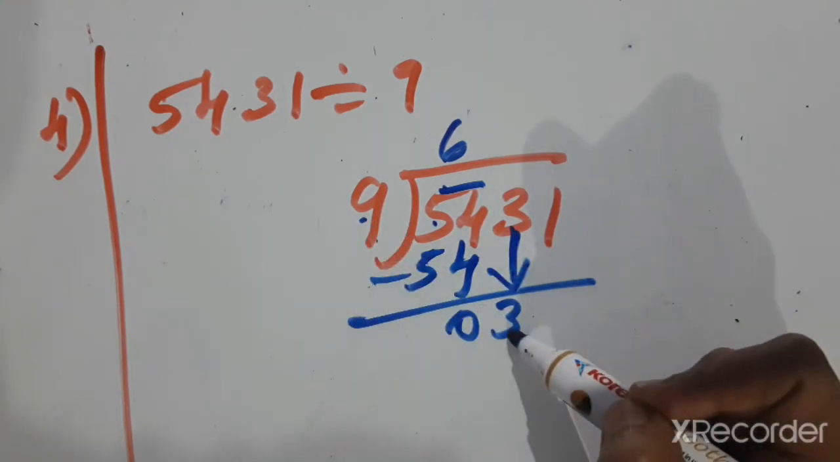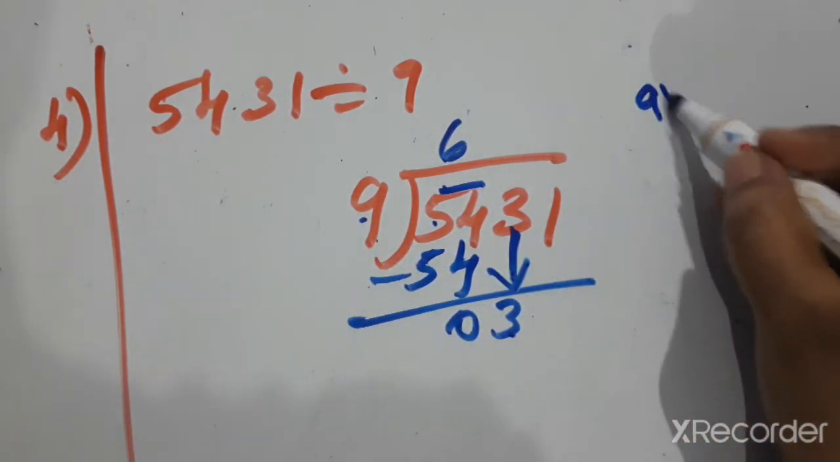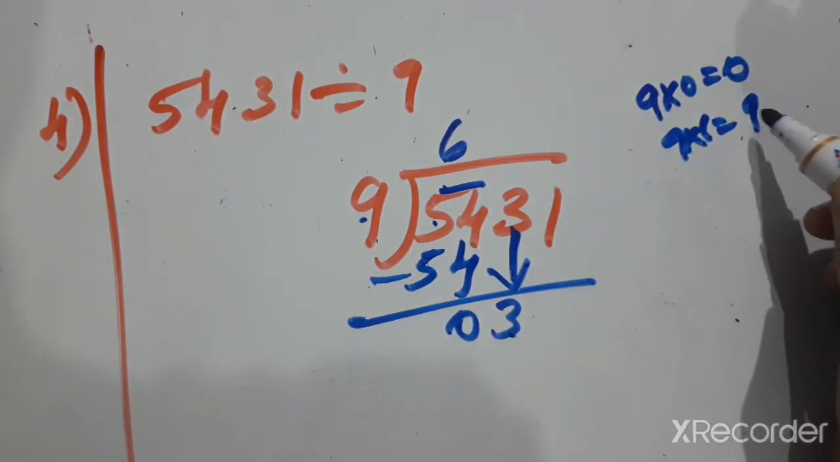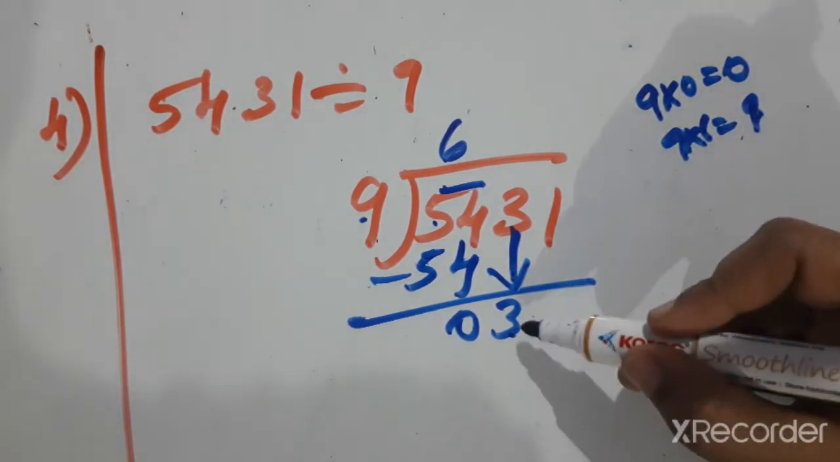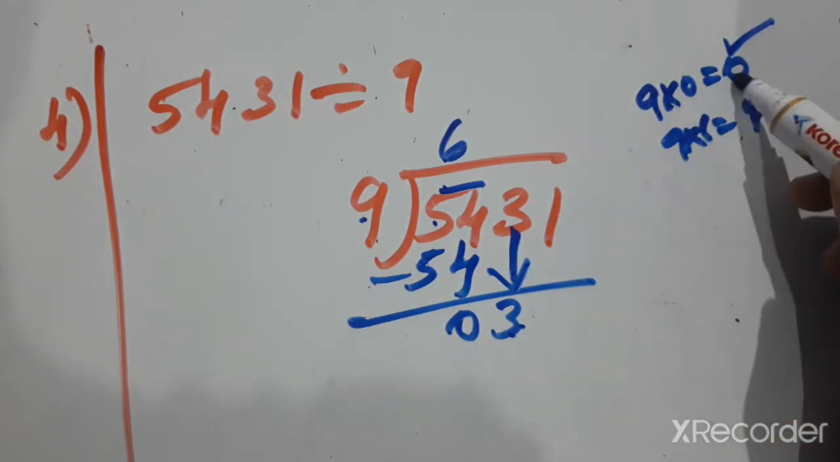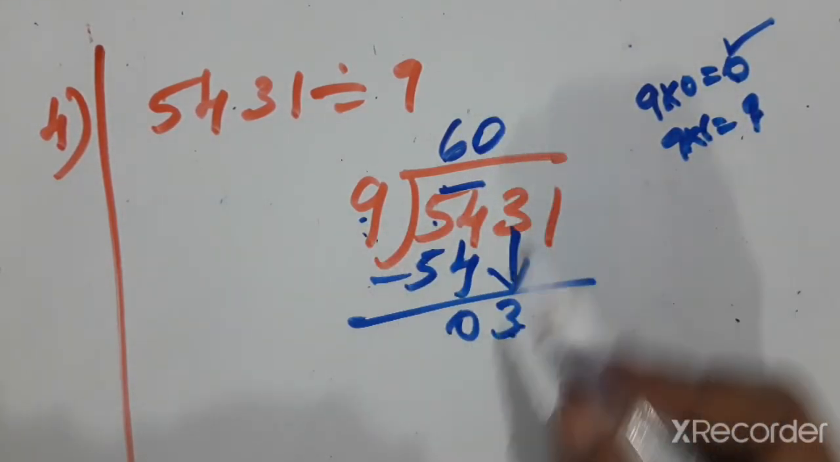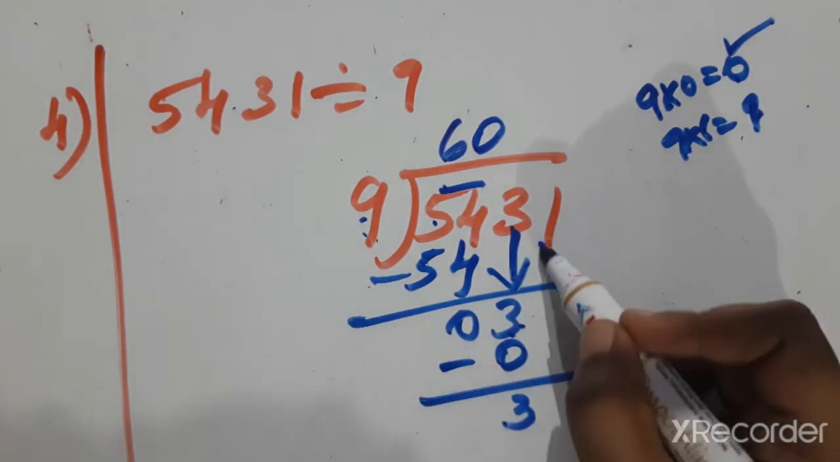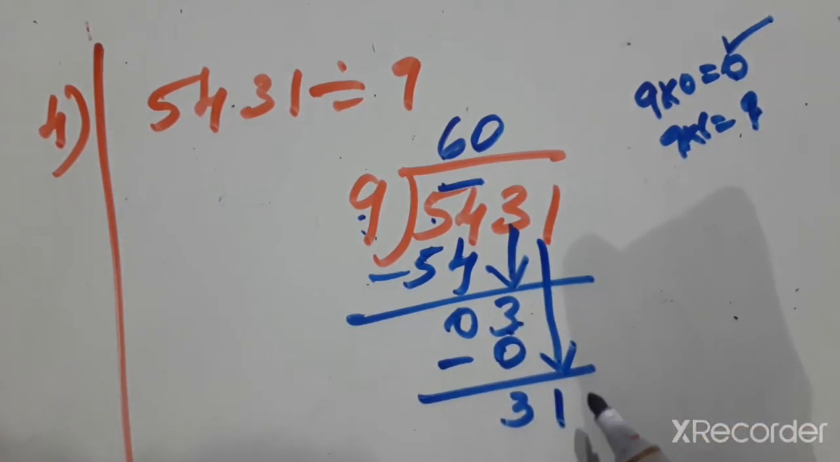Now 9 how much are 3? 9 zeros are 0. 9 ones are 9. 9 is greater than this number. So which is nearer? 9 zeros are 0. 3 minus 0 is 3 only. Now bring one number down. In each step one number.